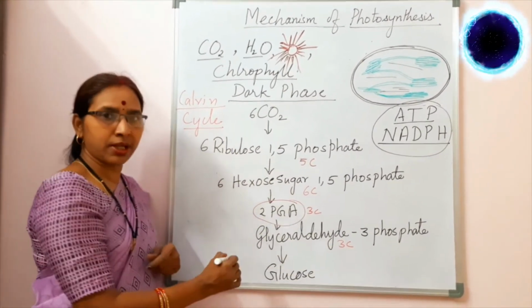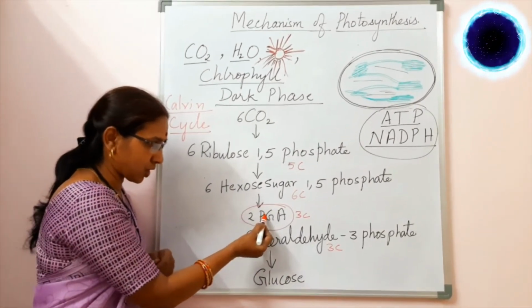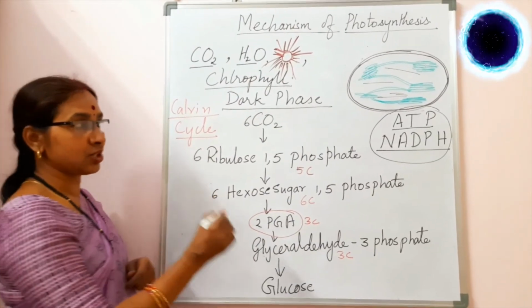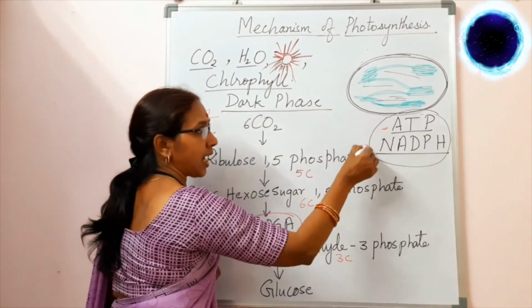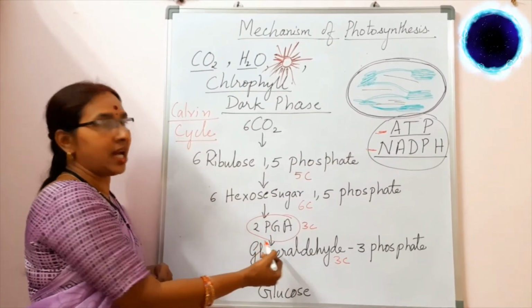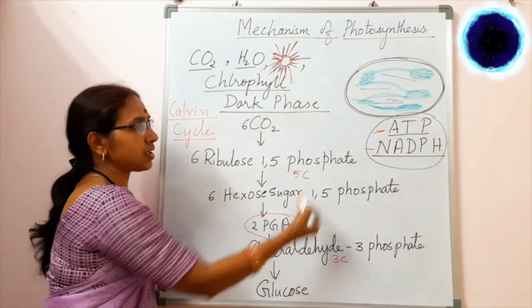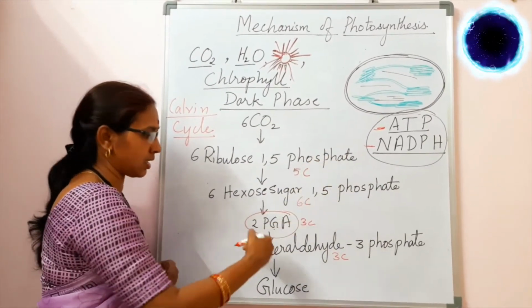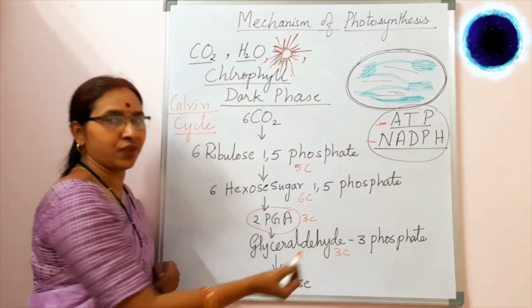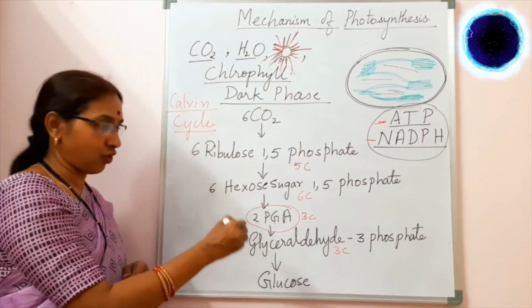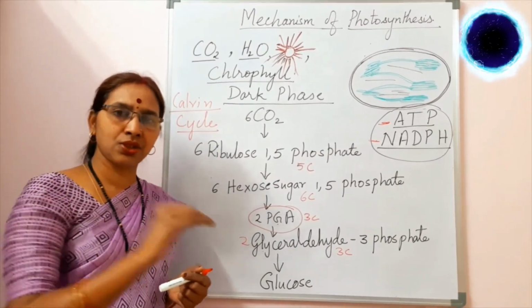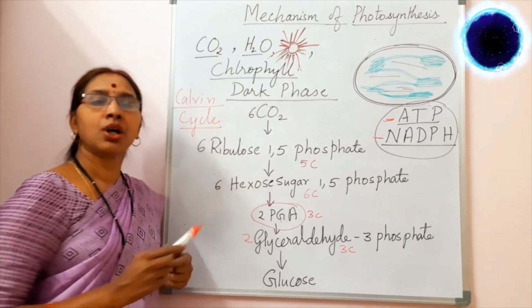When this phosphoglyceric acid is getting converted into glyceraldehyde 3-phosphate, it is during this stage that the ATP and the NADPH which were produced during the light phase are used up. It undergoes a series of reactions and forms glyceraldehyde 3-phosphate. Then 2 molecules of glyceraldehyde 3-phosphate again undergo a series of reactions and get converted to glucose.